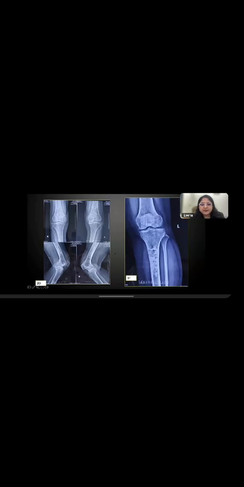Right, cases 20 and 21, similar lesions. What do you think the diagnosis is?